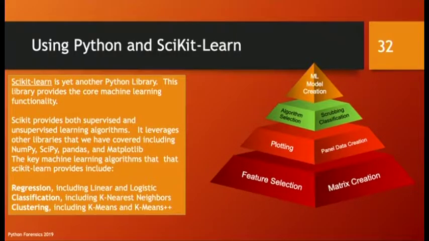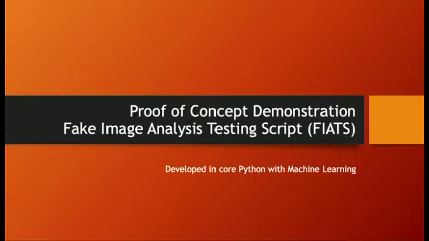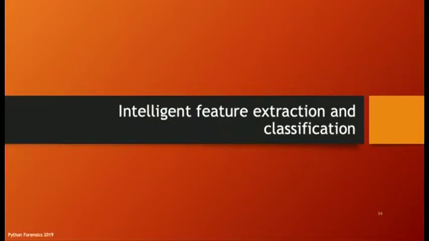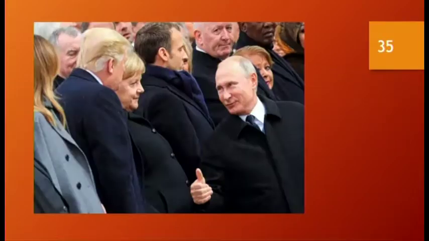So why would we use Python? We can use feature selection, we can create matrices, we can plot them and understand how that works. We can select different algorithms and produce a subsequent model. So the concept behind this was, can we build a fake image analysis testing script in Python using ML to do that? The first question is, how do we extract the features that would potentially be meaningful based on everything that we've learned over the last 20 years or so in stego?